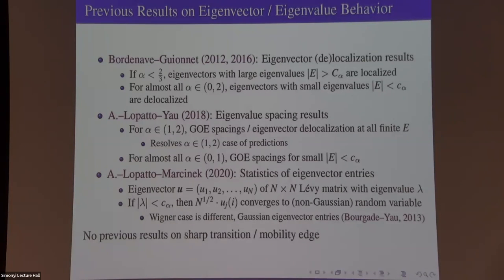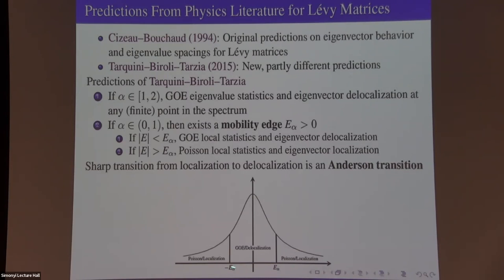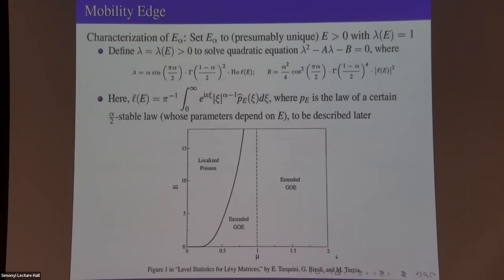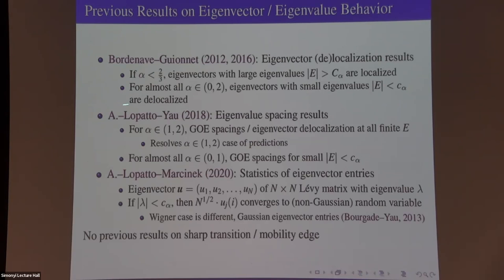Okay, so let me talk about a few previous results on eigenvector and eigenvalue behavior of these Lévy matrices. The works of Bordenave and Guionnet showed various delocalization results about eigenvectors. If alpha is less than 2/3, though alpha less than one should be the region, then eigenvectors with sufficiently large eigenvalues, bigger than some threshold, are localized. And for almost all alpha less than two, they have to throw out a countable subset, eigenvectors with small eigenvalues, less than some threshold c alpha, are delocalized. So they showed some region here and some region here.